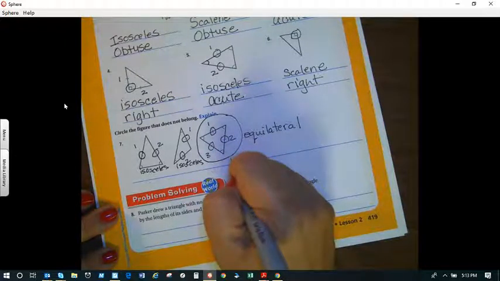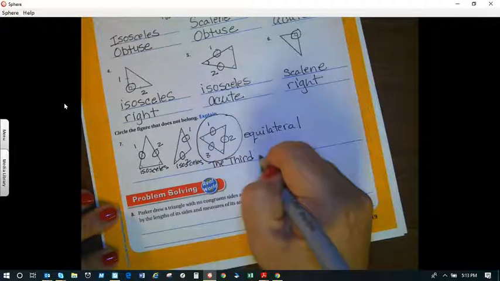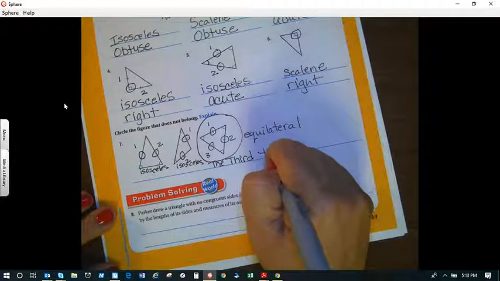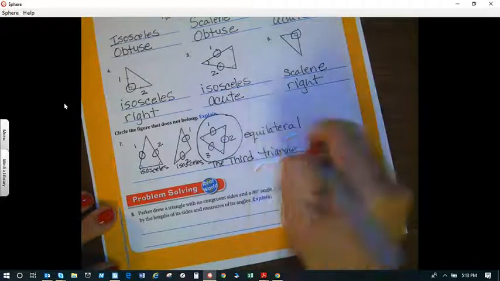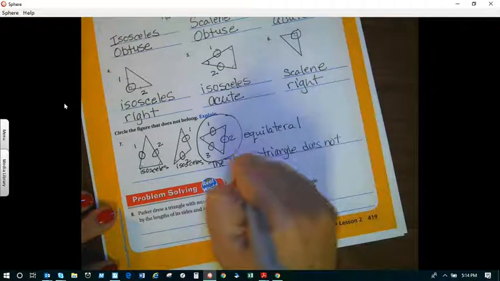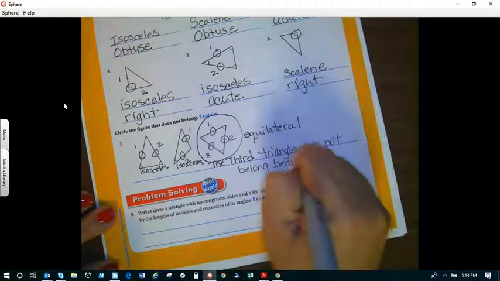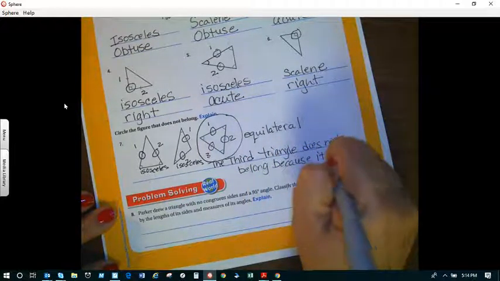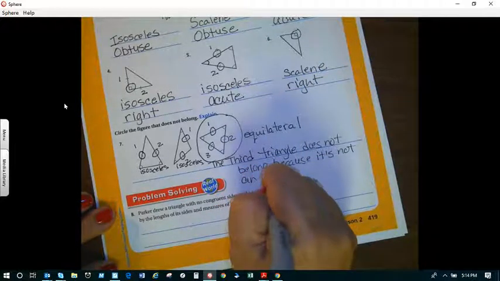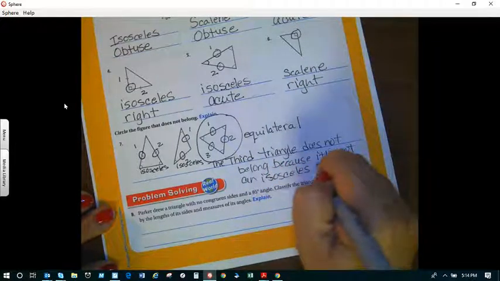So the third shape, this one here, I should write: the third triangle does not belong because it's not an isosceles triangle.